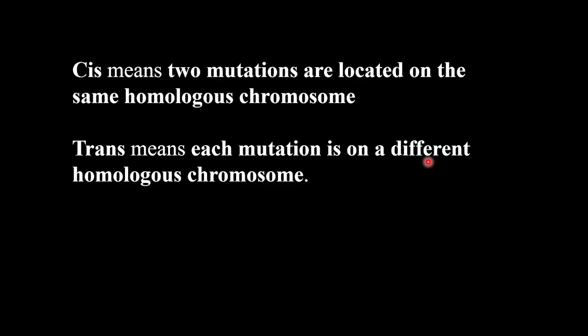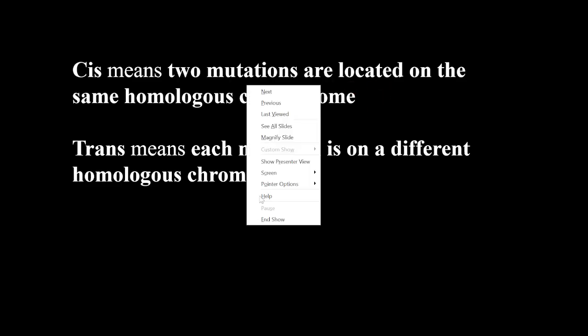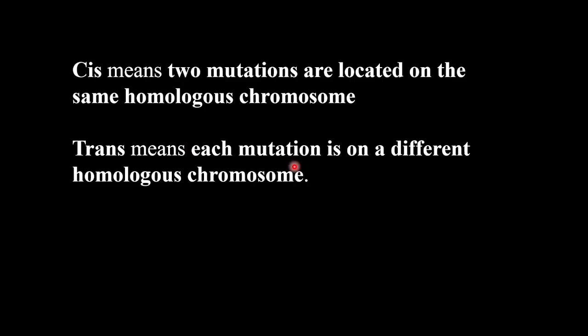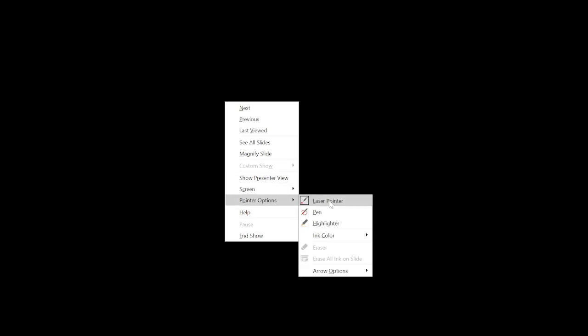Now coming to complementation, it is always of two types: cis complementation and trans complementation. Cis complementation means when the two mutations are present on the same homologous chromosome. Trans means when they are present on different homologous chromosomes. So let's see this.